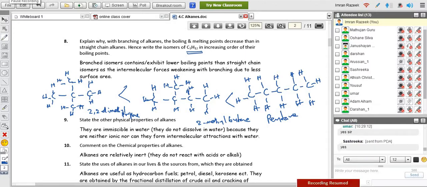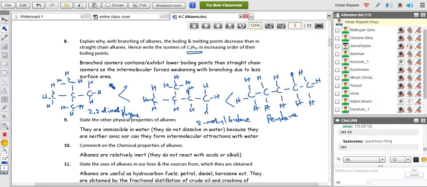As for the other physical properties of the alkanes, other than the boiling and melting points, we can say alkanes are immiscible in water. Immiscible means they don't mix with water. The opposite of miscible is immiscible. So why are they immiscible with water? Because they don't form any intermolecular attractions with water molecules, because alkanes are mainly non-polar. Water is polar, alkanes are non-polar. So a non-polar solute will not dissolve in a polar solvent.